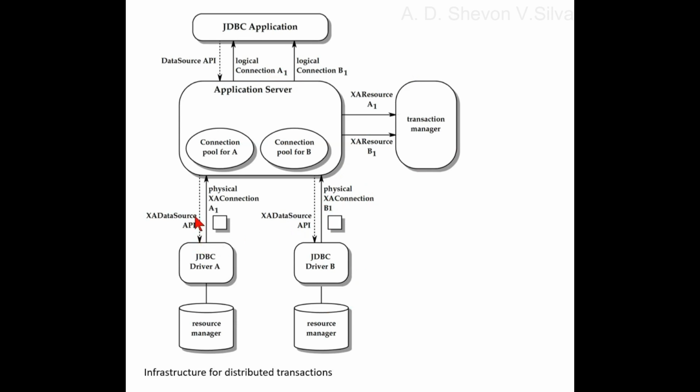XA data source and XA connection interfaces, which are defined in the package javax.sql, are implemented by JDBC drivers that support distributed transactions. An XA connection object is a pooled connection that can participate in a distributed transaction. More precisely, XA connection extends the pooled connection interface by adding a method getXAResource. This method produces an XA resource object that can be used by a transaction manager to coordinate the work done in the connection with the other participants in the distributed transaction.